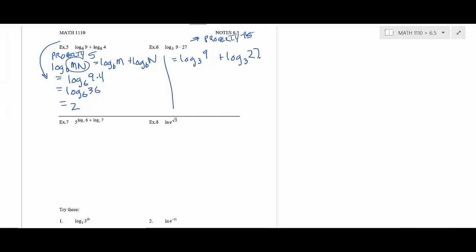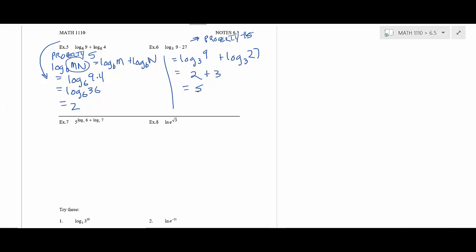What's the answer to this log in your head? 2. How about this one? 3. So what's the answer to the whole problem? 2 plus 3 is 5, right? Okay. All right, so that's designed so you can do that in your head. So that's 2, 3 to the second is 9, 3 to the third is 27, so that's equal to 5. Okay, so that's how that one would go together, all right?